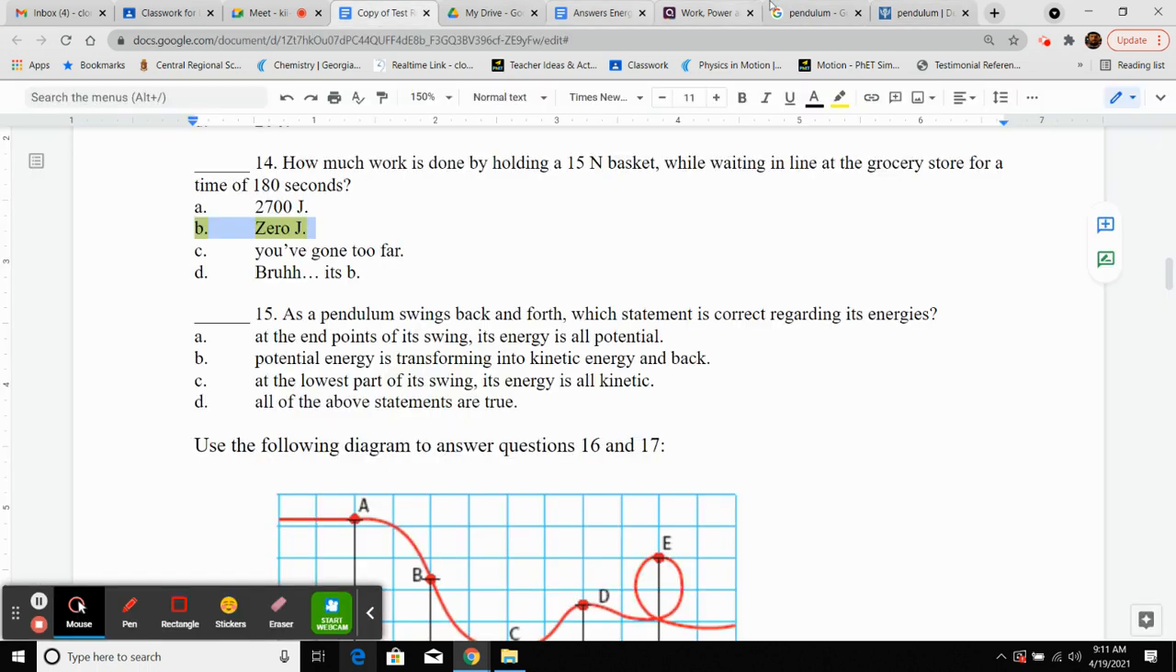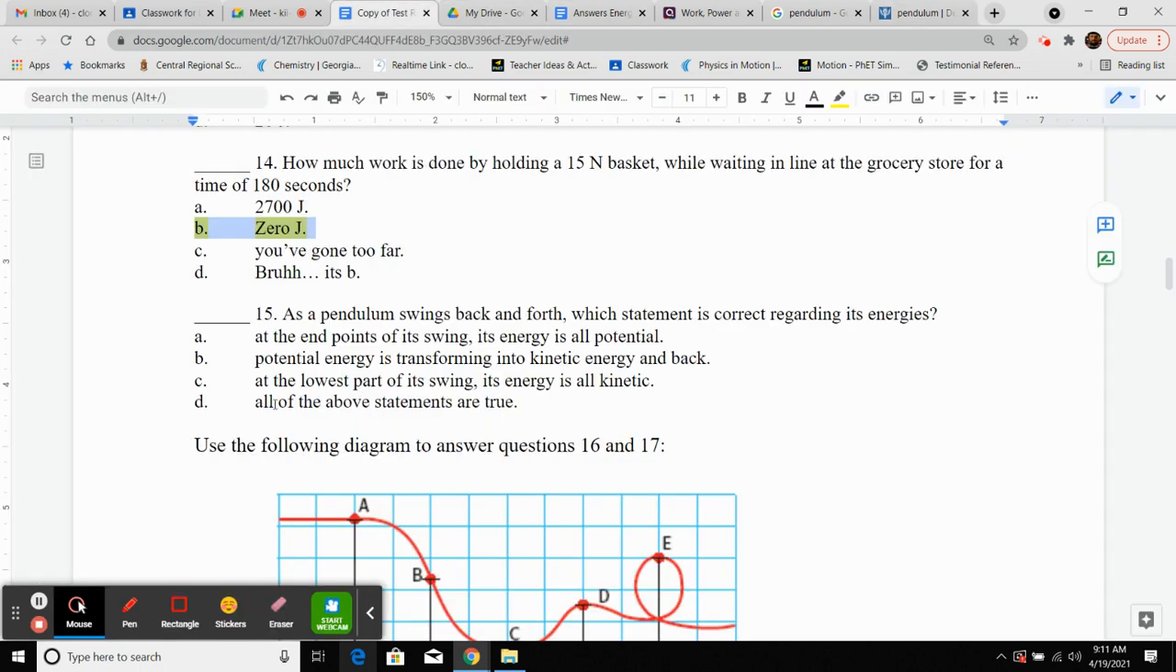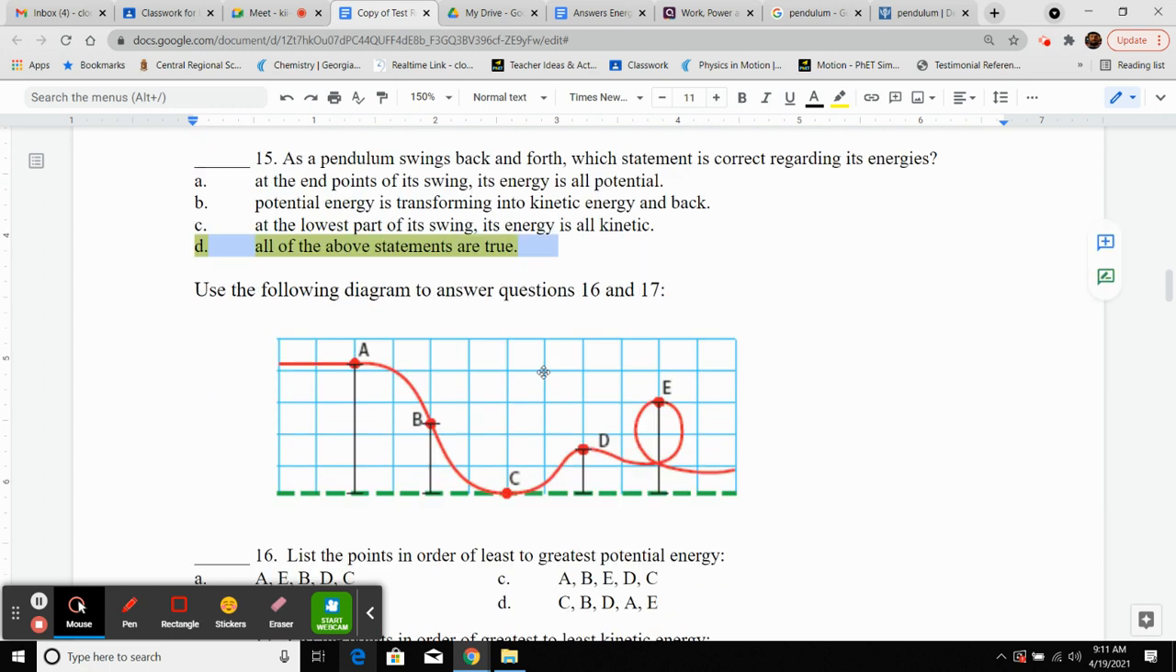The lowest part of the swing would be all kinetic. So once you bring this up, rock it, and let go, if this was the original starting position, we would say the height is 0. Now, if we rock it back and let go, when the height is 0, it's going to be going the fastest. So at the lowest point right there, it would be moving the fastest. It would be all kinetic energy. So yeah, we got all of the above.